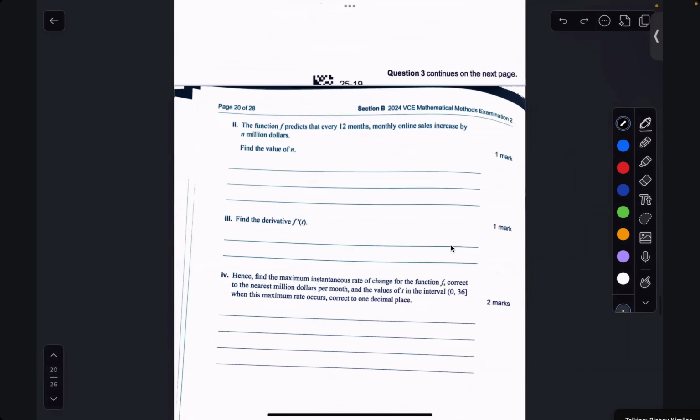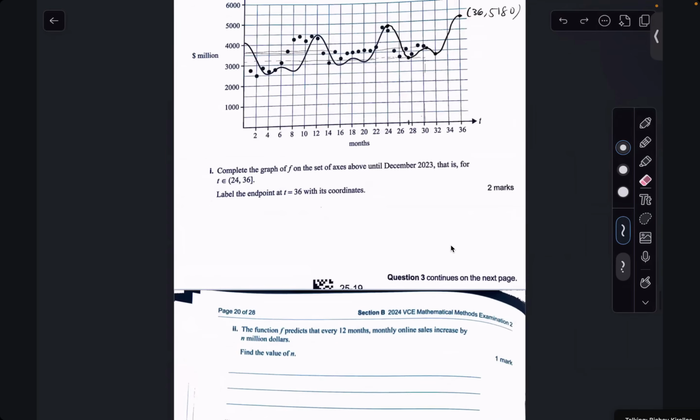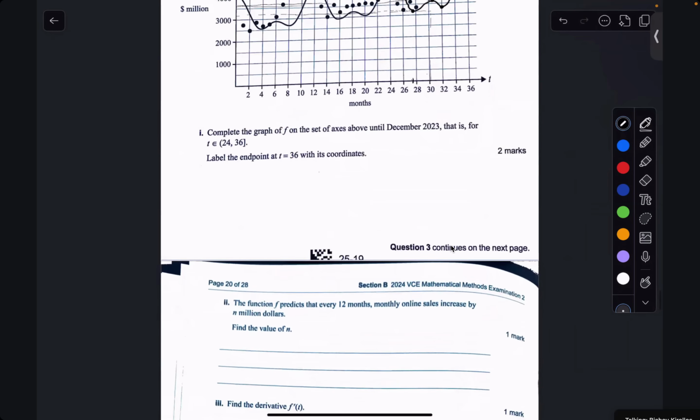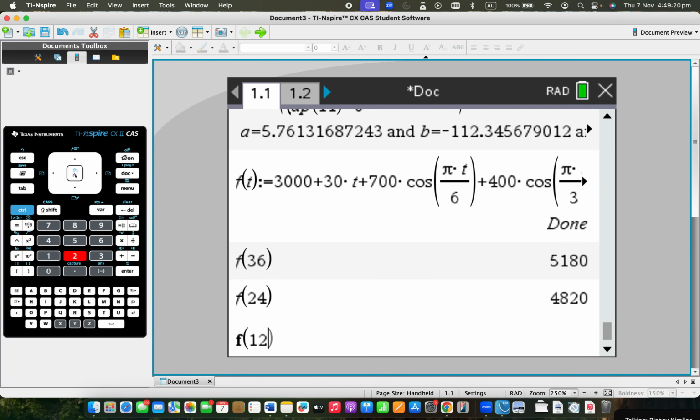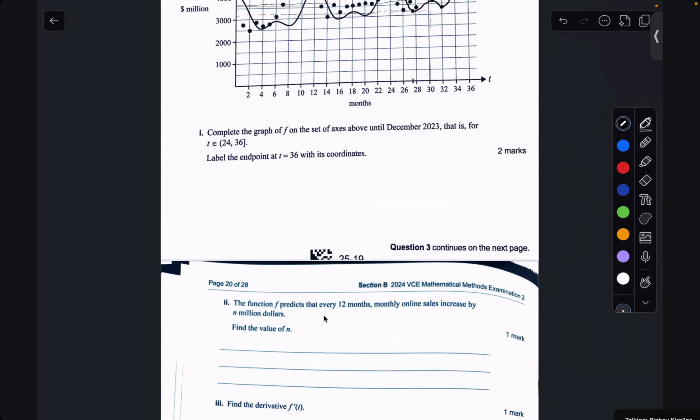That's that. The function f predicts that every 12 months monthly online sales increase by $N million. Find the value of n. Every 12 months monthly online sales increase by $N million. So if we say from here, f of 0 and then f of 12, we can just do f of 12 minus f of 0, and you can say $360 million.